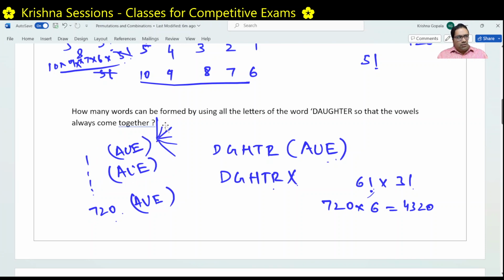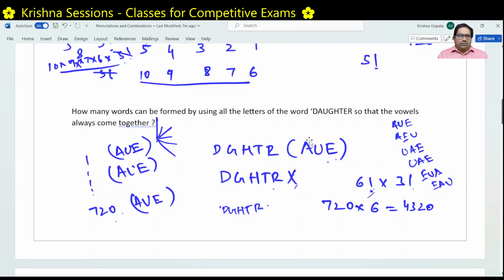Now, against each of these 720 permutations, this AUE can again be ordered in six different ways, right? So, for example, we created this combination only: D, G, H, T, R, X only. Then what does it mean? AUE, AEU, UAE, UEA, and similarly EUA, EAU. Right. So all six combinations are possible, right?